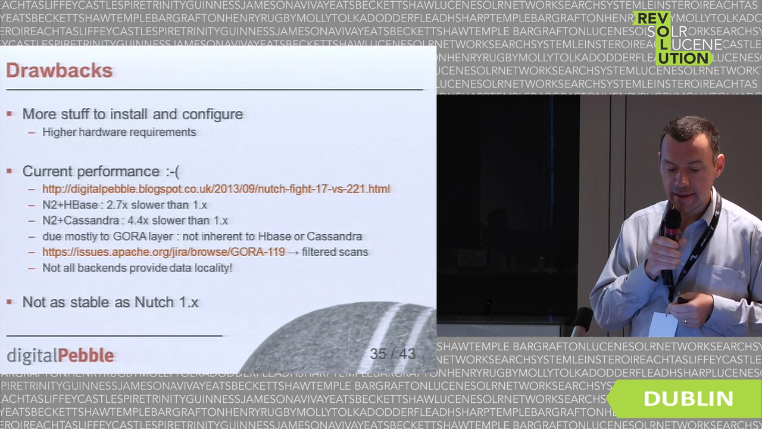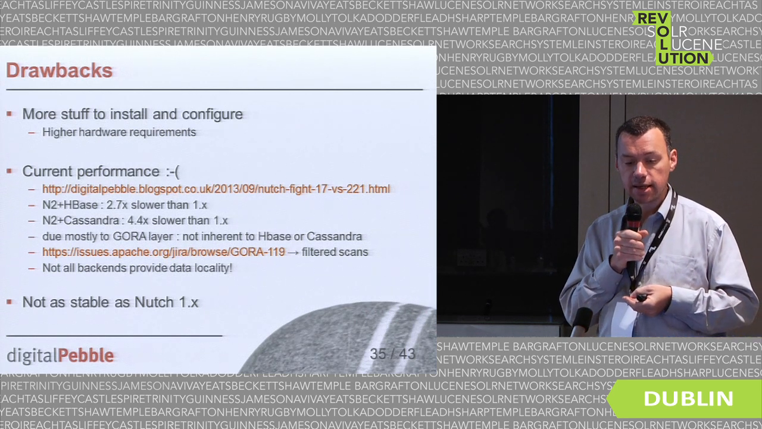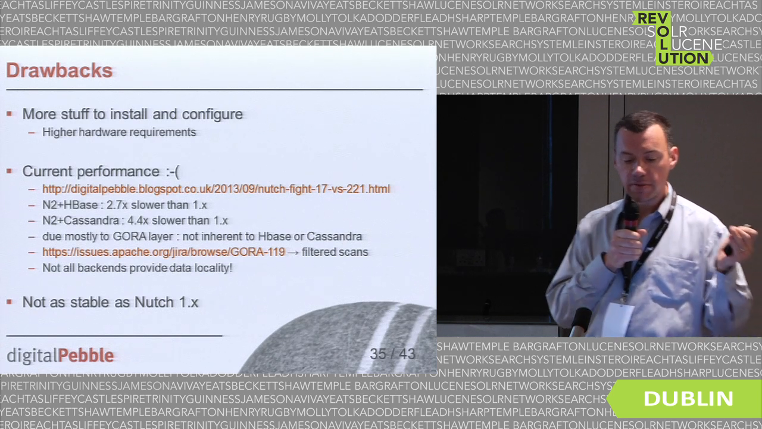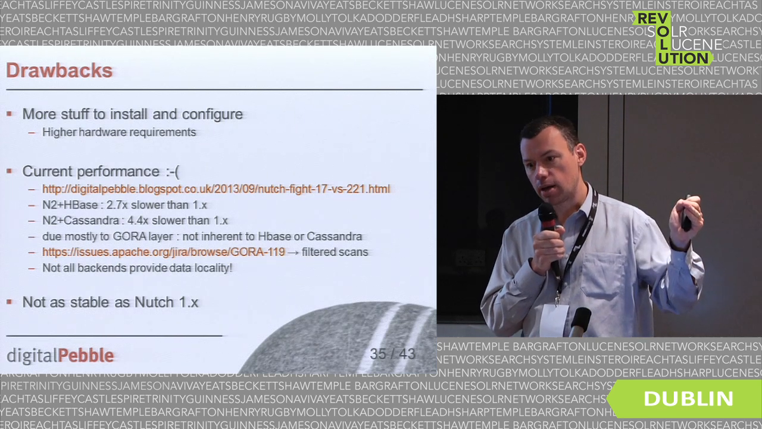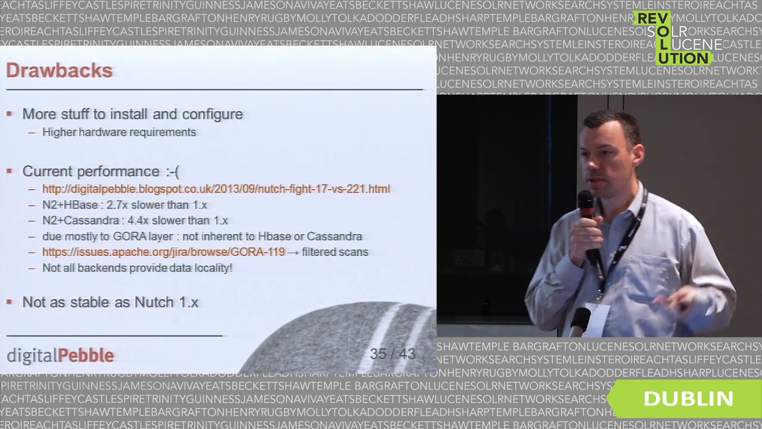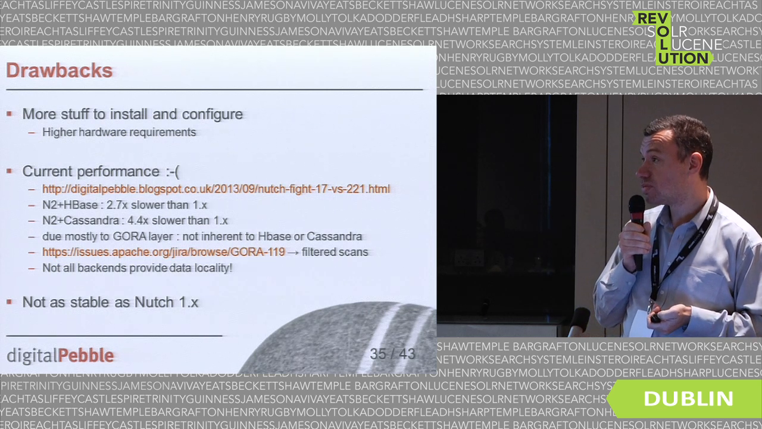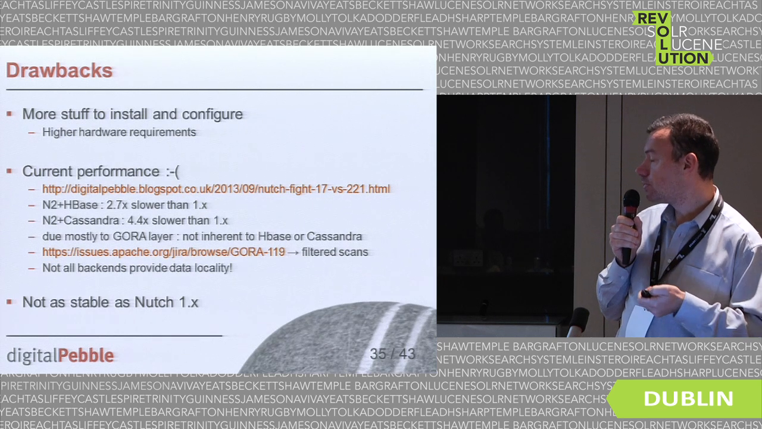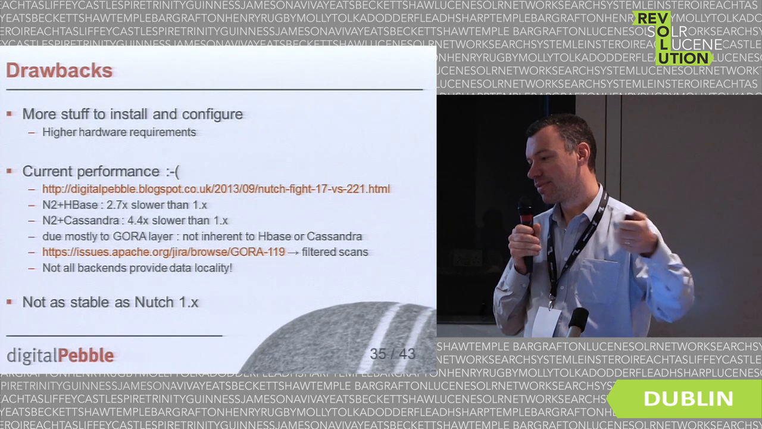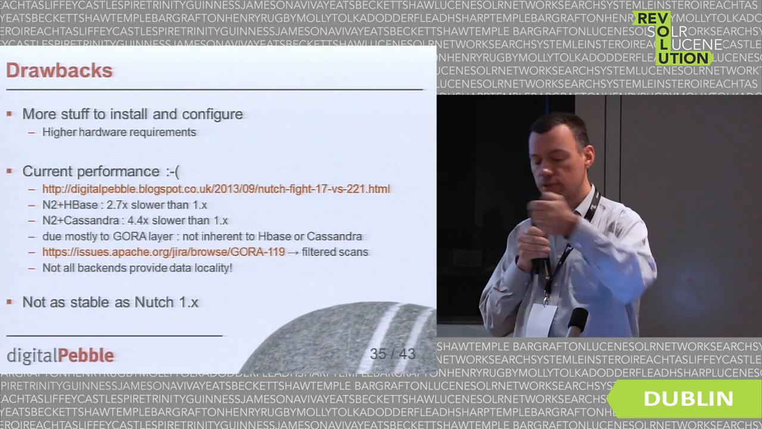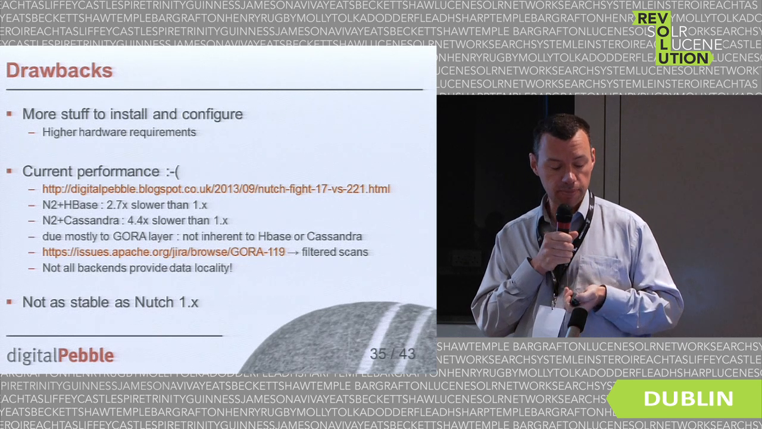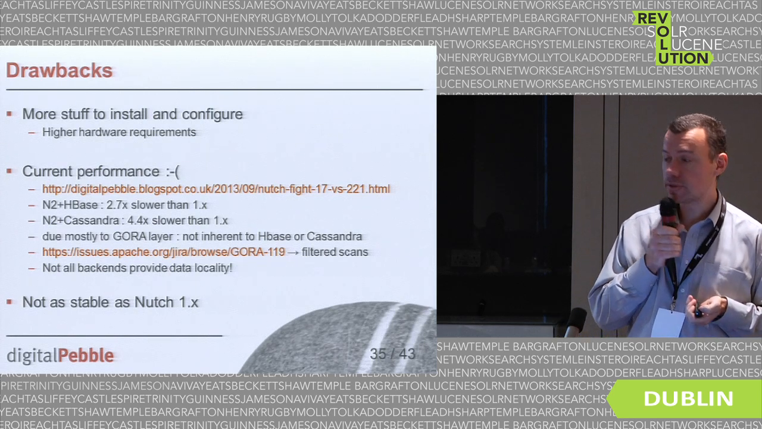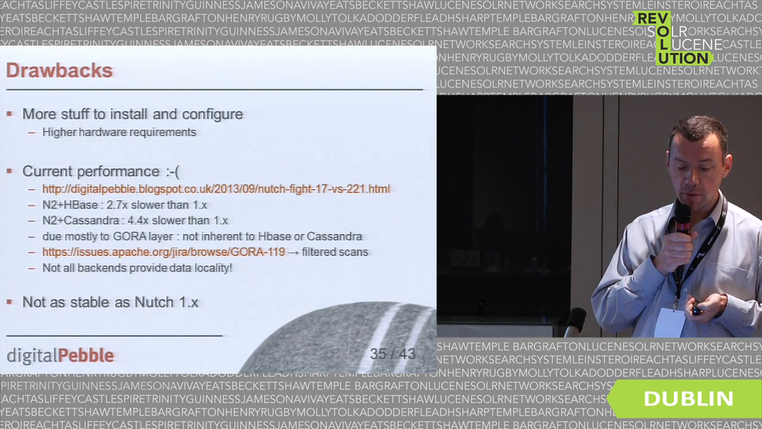One of the reasons why it's a lot slower, and there's an issue open on GORA, is that at the moment GORA doesn't filter any of the data that are sent for the MapReduce operations. This means that if you want to fetch just one URL in the table, the way it currently works, it pulls the whole table on the MapReduce side and then filters just before it's sent as an input to the mapper or the reducer. Hopefully, this will be improved in future releases of GORA.